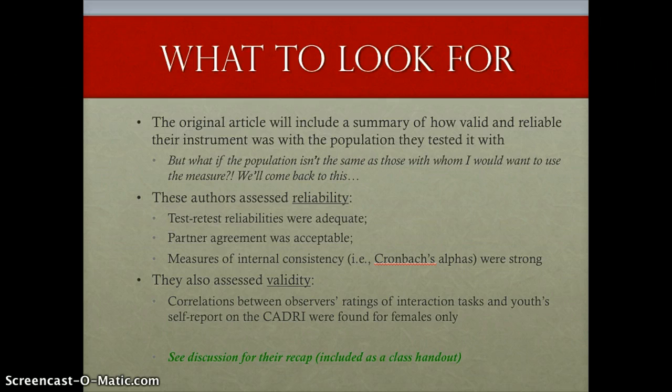And here, looking at how valid they were, are they getting at what they're supposed to get at? So correlations between observers' ratings of interaction tests, and use self-report on the Cadre. They found it for females only. So as I mentioned, validity, we would expect that argumentativeness, for example, is one indicator of verbal aggression. So validity is basically telling us, are we measuring what we're intending to measure? And so we should start to see that measures of the same thing correlate. Just one way to think about validity.